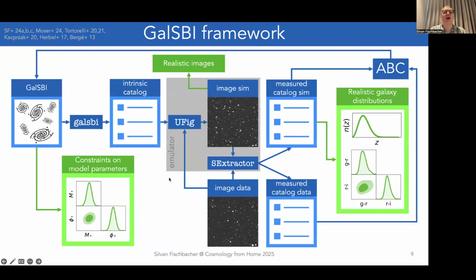So this was the broad overview of how we get to this intrinsic catalog. I will now skip the details about how we do the image simulation, the source extraction, and also the inference, and jump right into the results where we applied this framework to real data.